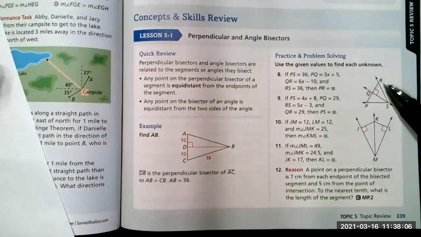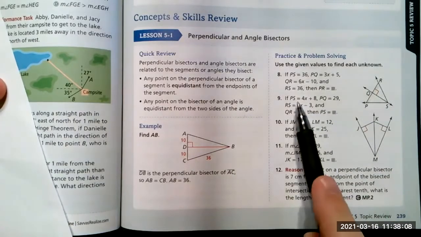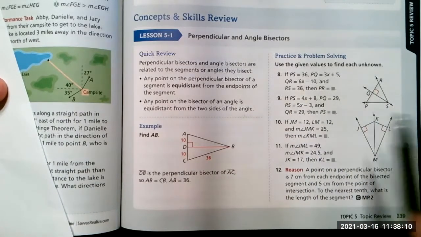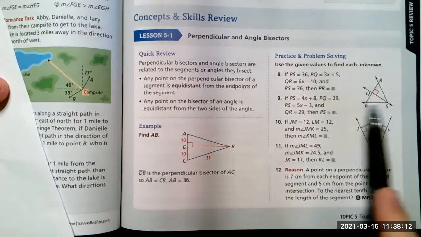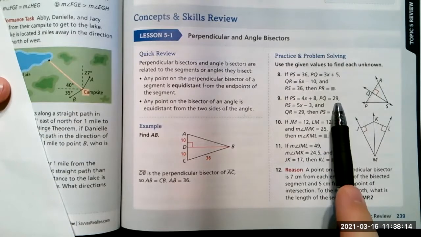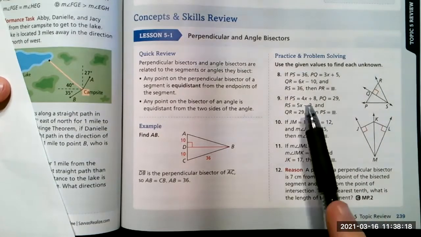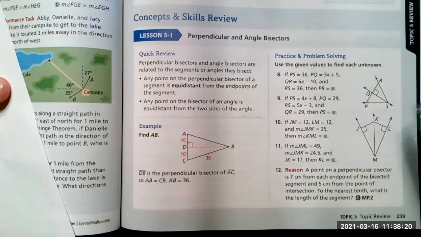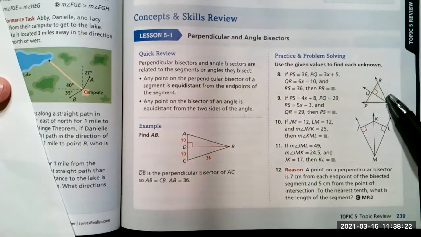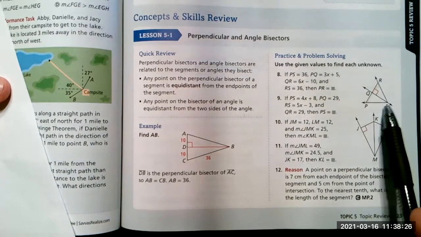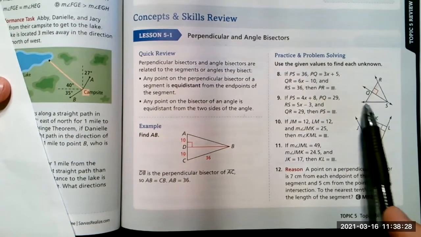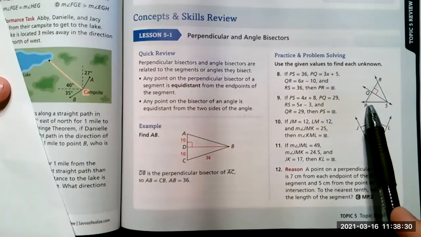Number 9, I think they're using the same thing. So we're going to use that same picture. PS is 4x plus 8. So that side is 4x plus 8. PQ is 29. So that base right there is 29. RS is 5x minus 3. So that side is 5x minus 3. And then QR is 29. Find PS is what they're looking for.